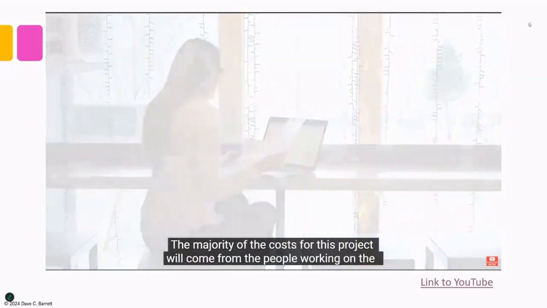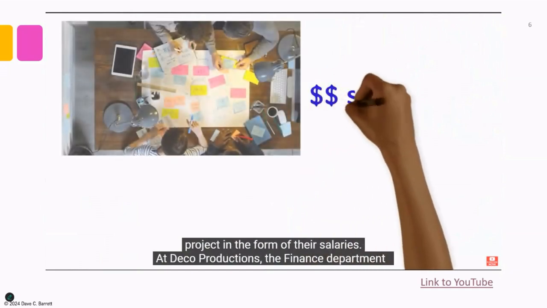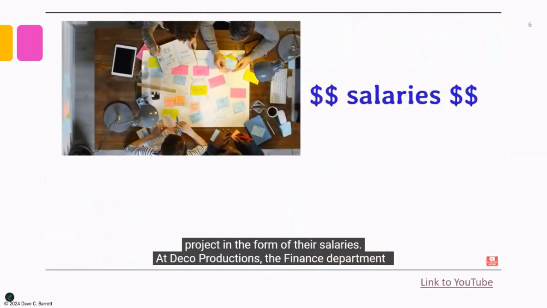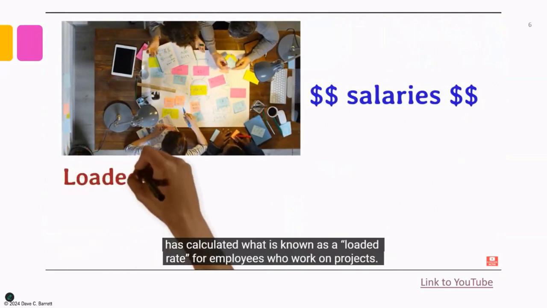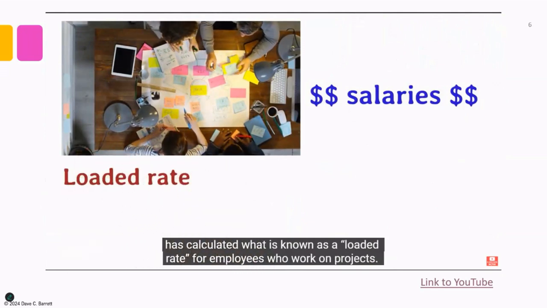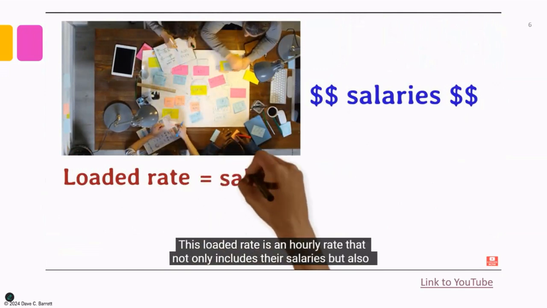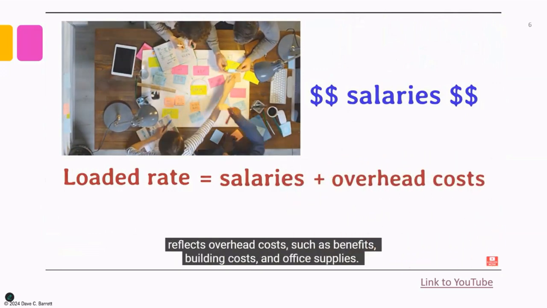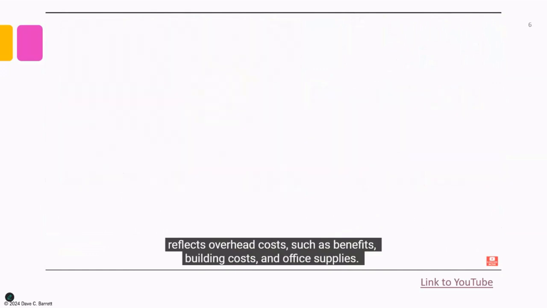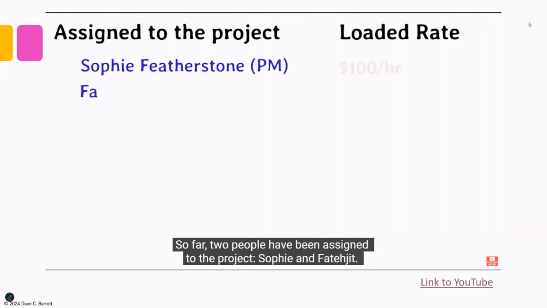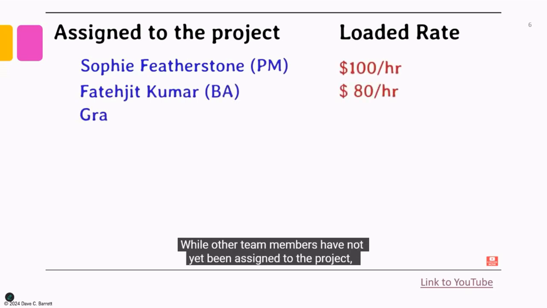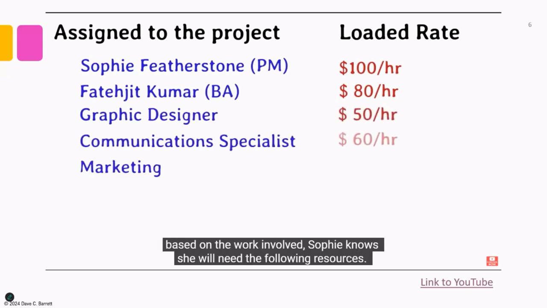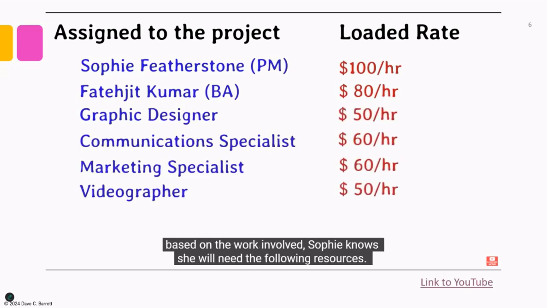The majority of the costs for this project will come from the people working on the project in the form of their salaries. At Deco Productions, the finance department has calculated what is known as a loaded rate for employees who work on projects. This loaded rate is an hourly rate that not only includes their salaries but also reflects overhead costs, such as benefits, building costs, and office supplies. So far, 2 people have been assigned to the project, Sophie and Fatijit. While other team members have not yet been assigned to the project, based on the work involved, Sophie knows she will need the following resources.